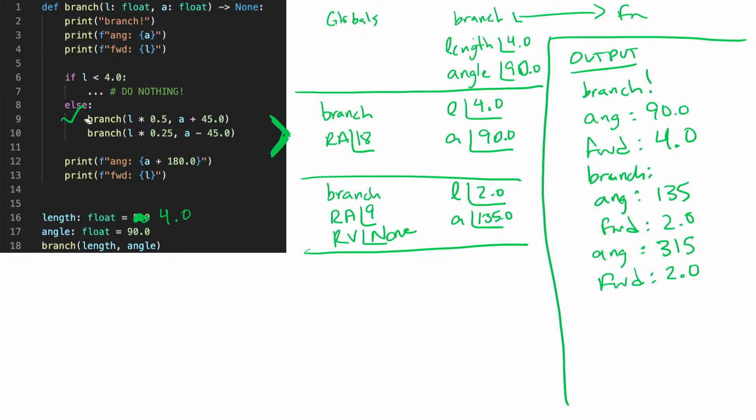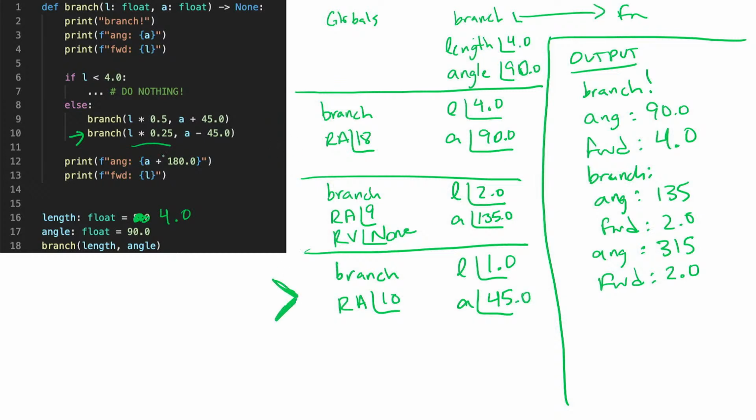All right. So then we reach this call to branch again. And this is the first time we're seeing this. But this is possible. Why not? We can have a function call wherever we want. Why not have another recursive function call here? So we add a recursive function call here. This time around, notice that the return address is different. It's line 10. And our L this time is a quarter of the L in our current frame. So that's 4, so 1.0 would be L. It's a quarter of 4. And A is going to be 90 minus 45. So that'll be just 45.0.